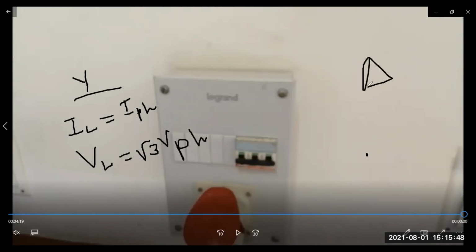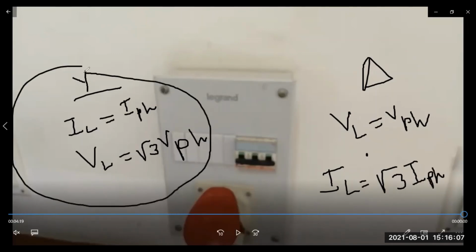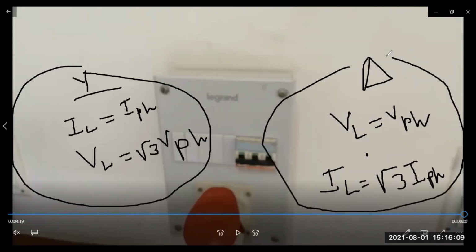Where in delta connection, what is the speciality? The line voltage will be equal to phase voltage, but the line current will always be greater than the phase current. That is, line current is equal to √3 times the phase current. So that's a speciality of delta connection. So this must be your conclusion. Look at the reading and you have to reach the conclusion.